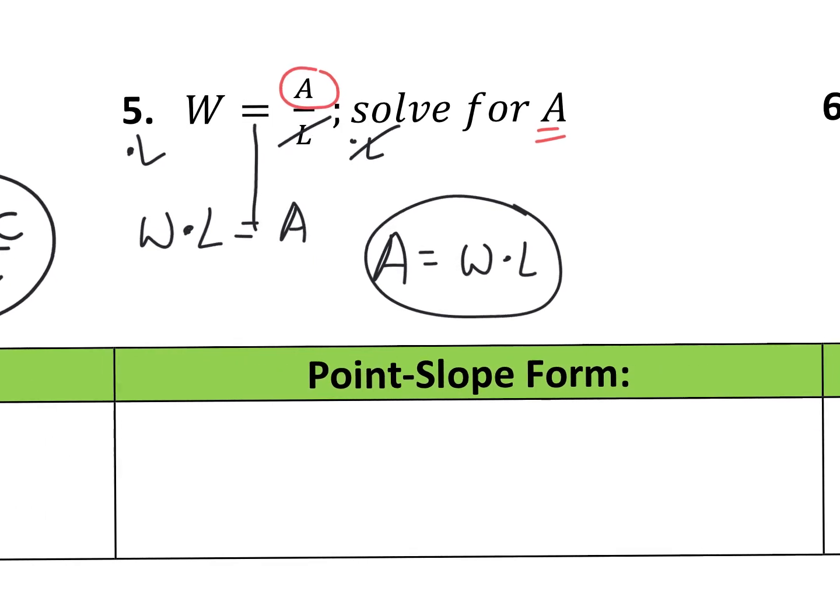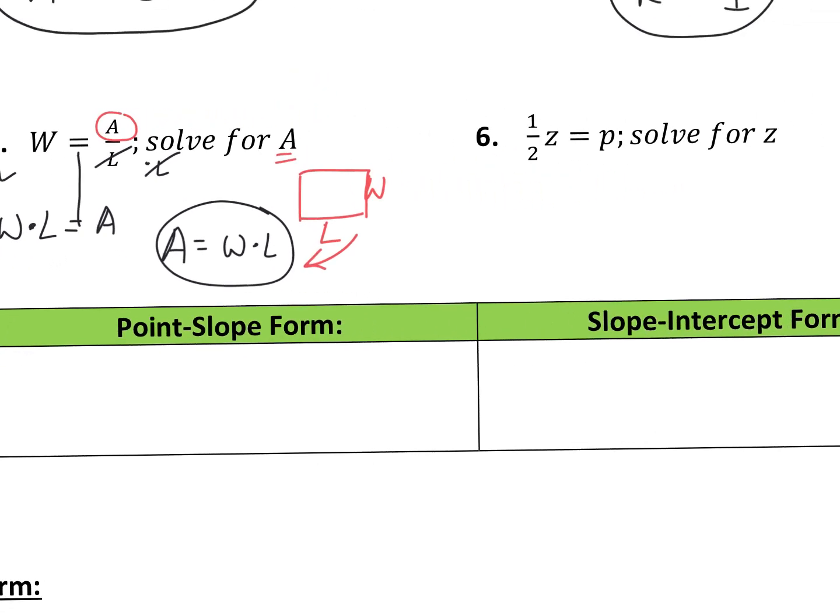Do you recognize that equation at all? A is equal to W times L. If you think about it for a minute, if I draw a rectangle and call this the length and this the width, the area would be length times width or width times length. That's it. That was actually an area equation. Very nice. Last one.